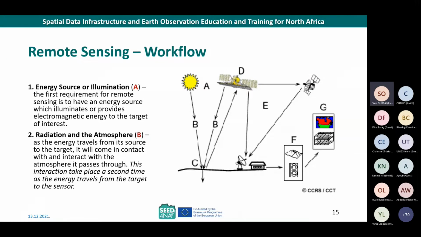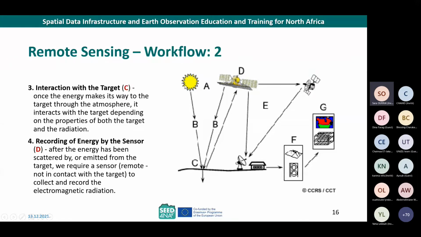So as the energy travels from its source to the target, it will interact with the atmosphere when it passes through. This interaction takes place a second time as the energy travels from the target to the sensor. So you can see the two paths on this image. One is the travel of the electromagnetic spectrum from the sun towards the Earth's surface, and after reflection, it goes once more through the atmosphere on its way to the sensors. So it passes through the atmosphere 2 times for satellite imagery.